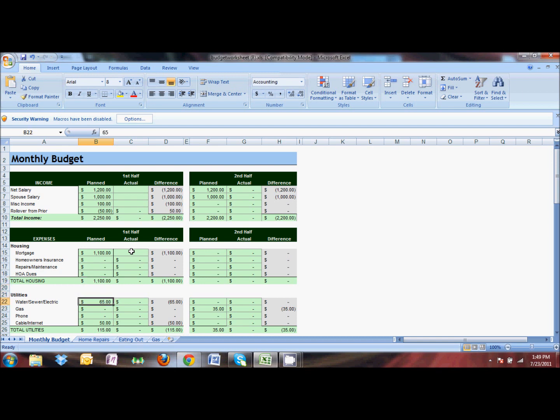Going down to utilities, we've entered in $65. That's what we averaged out, what we're paying in on a monthly basis to water, sewer, and electric. And of course, you leave the second payday blank.